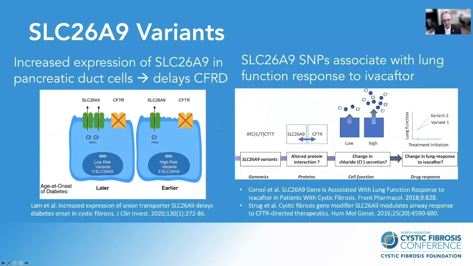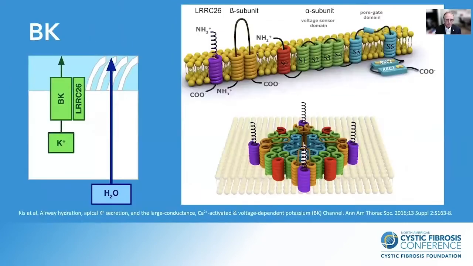However, we know that overexpression of SLC26A9, at least in the pancreatic duct, has shown improvement in pancreatic function, specifically as it delays CF-related diabetes. And we also know that certain SNPs of SLC26A9, in mutations responsive to CFTR, so these are not trafficking mutations, improve lung function as well. So there is more to come, hopefully, on SLC26A9, and this is also a promising avenue for therapy.